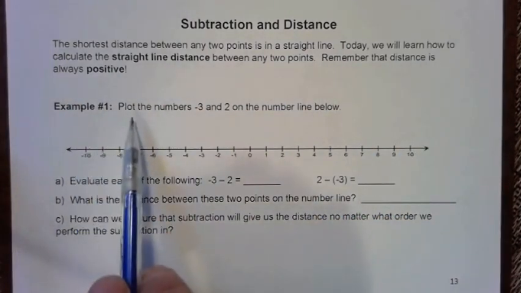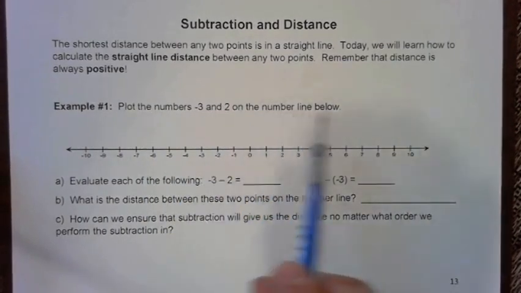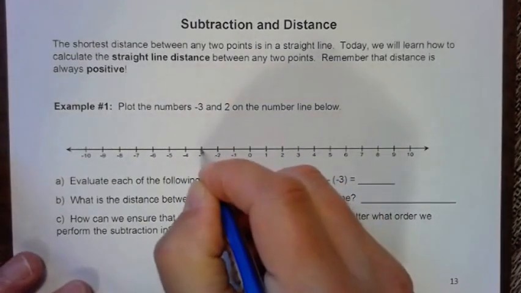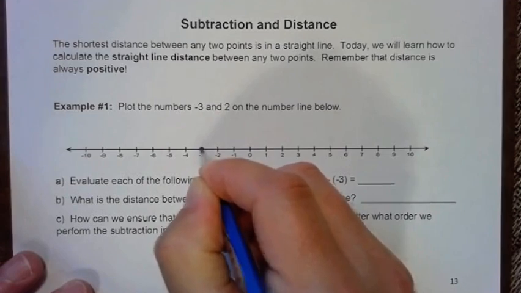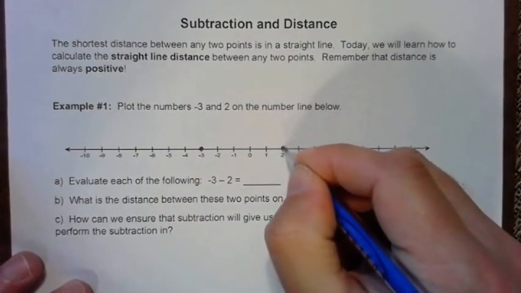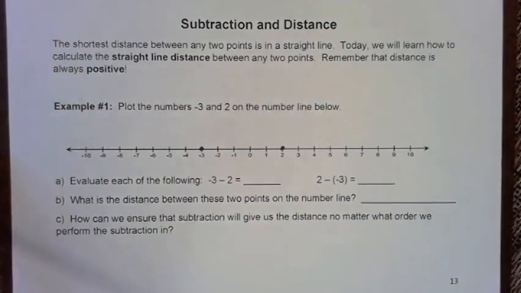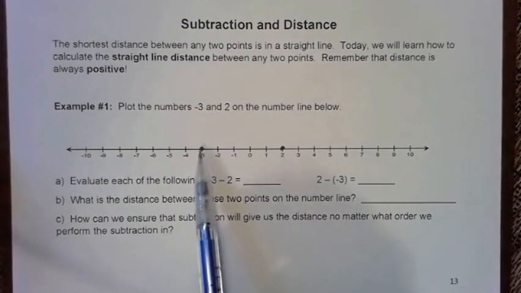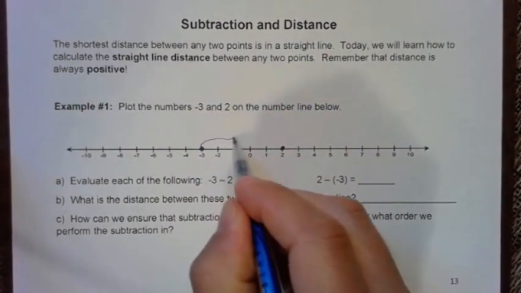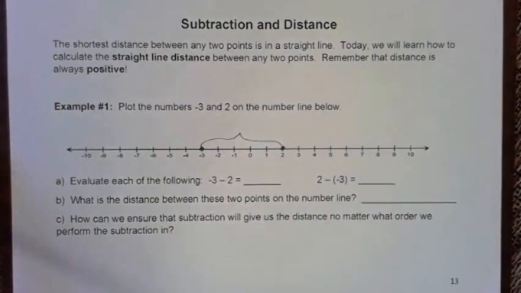In our example, number one, we're going to plot the numbers -3 and 2 on our number lines. So here's where -3 is, 3 units to the left of 0. And here's where 2 is, 2 units to the right of 0. I want to be able to calculate this distance from -3 up to +2.